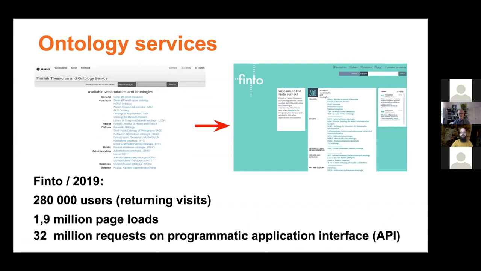So when we have the ontologies, we also need some kind of mechanisms to publish them so that they can be used in other information systems and by data producers. So we created this Onki ontology service years ago, and it has then been further developed and taken into production level deployment by the National Library of Finland. So now it's called the Finto system. And last year, Finto had about 280,000 users on the site. So it's quite widely used. For example, the users made 1.9 million page loads per year. And for the programmatic API access, for example the museums that use Finto to describe their contents, it has been used for 32 million requests. So we are very glad to see this kind of infrastructure actually taken into use on a national level in Finland.